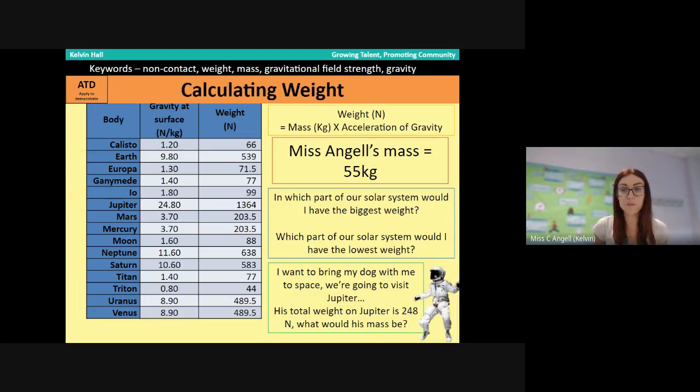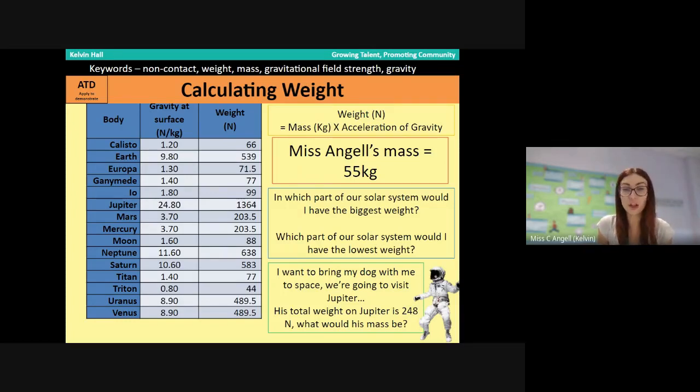Now, let's see who went for the Brucey bonus challenge here. I want to bring my dog, Harvey, to visit me when we're going to Jupiter. I know that his total weight on Jupiter is 248 newtons. So you had to find out his mass. Now, looking at the table, I know that the gravity on Jupiter is going to be 24.8 newtons per kilogram. So to work out his mass, I do weight divided by gravity. So 248 divided by 24.8 means my little furry friend Harvey has a mass of 10 kilograms.